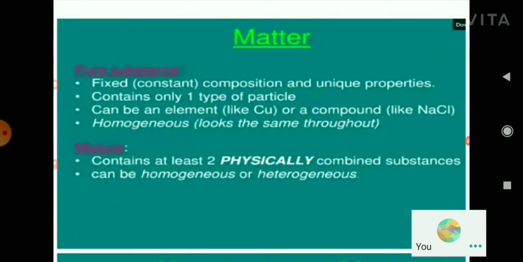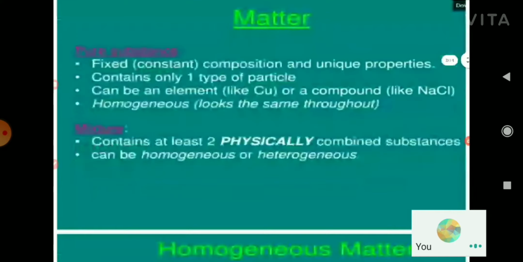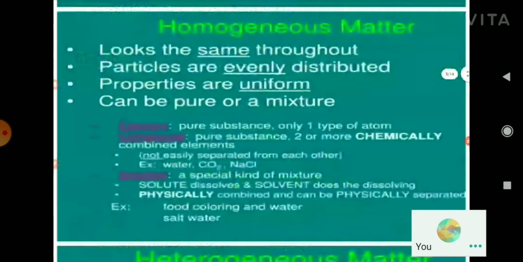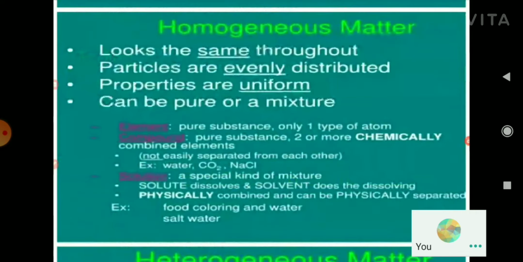So now let's talk about mixtures. Mixtures are substances which are mixed together in any proportion. This can be two, three, anything. There are two types of mixtures, homogeneous mixtures and heterogeneous mixtures. First, let's talk about homogeneous mixtures.